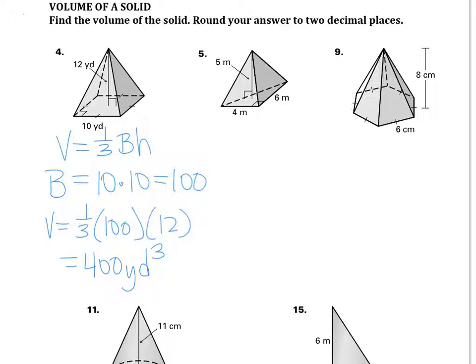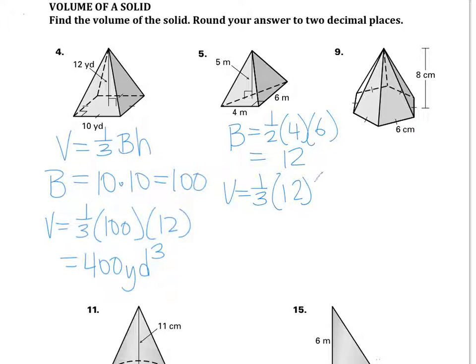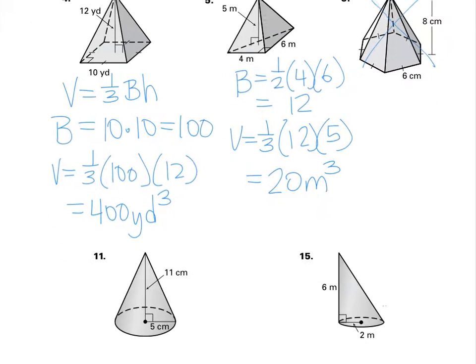In the next one, we have a triangular pyramid. So the base is going to be 1/2 base times height. So when we do volume, and times the height of the pyramid, we're not going to do the next one because of it being a regular based polygon.